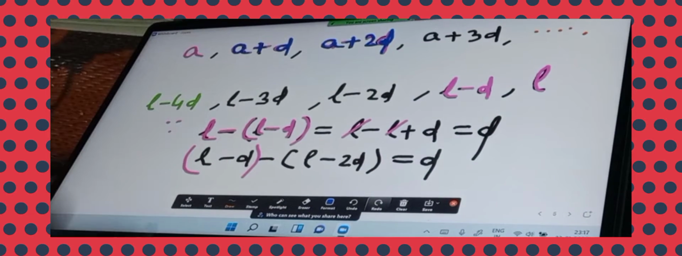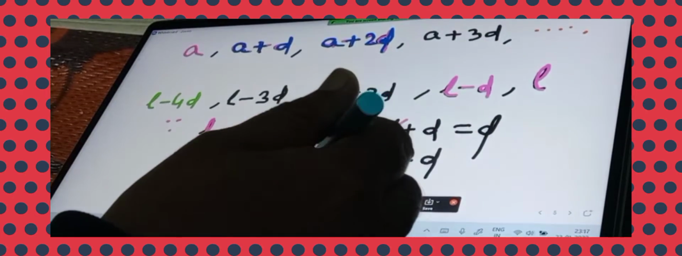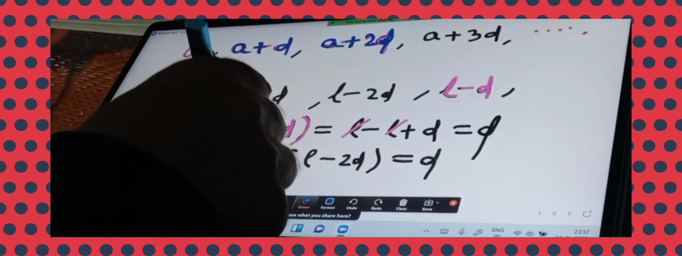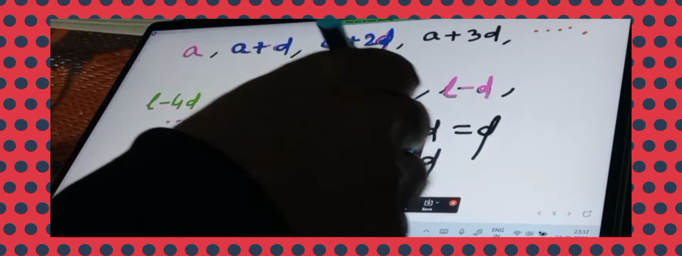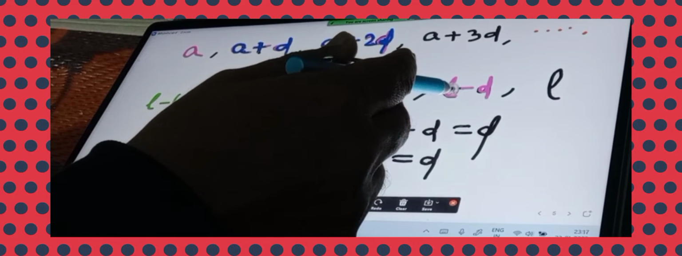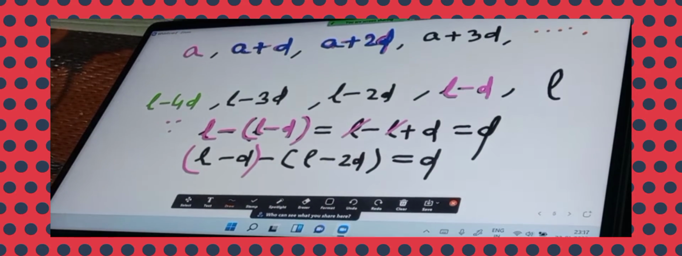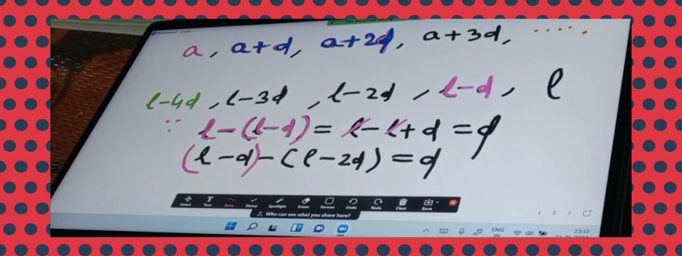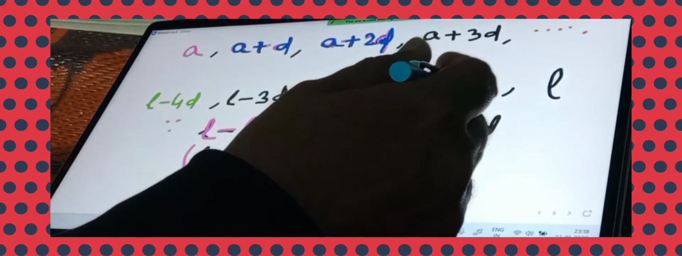And here in the AP, the last term is given. What is the last term given? The last term is given as L. If the last term is L, what is the preceding term? The preceding term, the previous term, should be less than the succeeding term by the common difference d. So if the last term is L, its previous term will be L minus d.